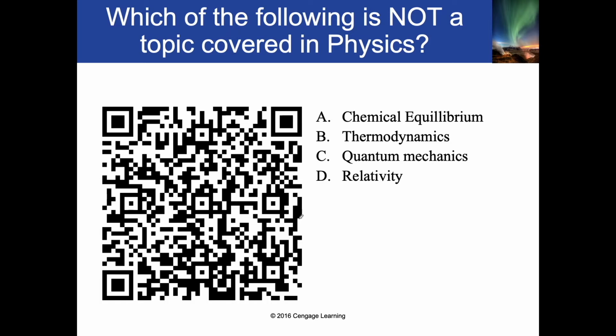So let's see what everybody said. IT still has not fixed this problem for me yet, so I still have to turn my screen around to show you. The vast majority of you said that the answer is A, which is chemical equilibrium. That is correct. Chemical equilibrium is the one that is not covered in physics. It's covered in chemistry. We'll talk about that later on in the semester. So good job.